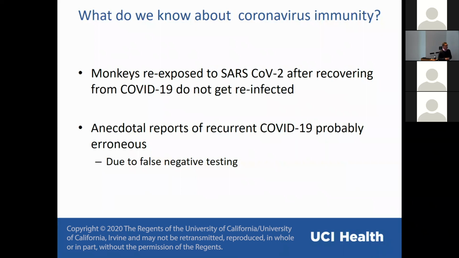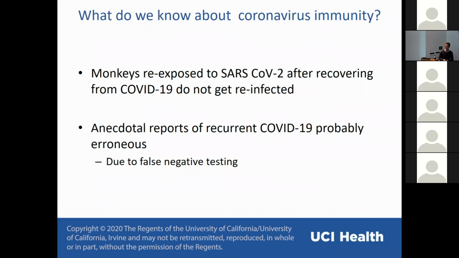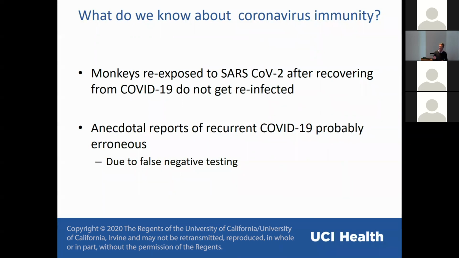But probably more difficult to get your head around is the fact that these animals were challenged only 28 days after infection. So what you can say from this data is that if the monkey data apply to humans, and you get exposed 28 days, unluckily after your last infection with COVID, that you're probably going to be protected. But we can't say that if you get exposed 6 months later or a year later, they're not going to be protected.